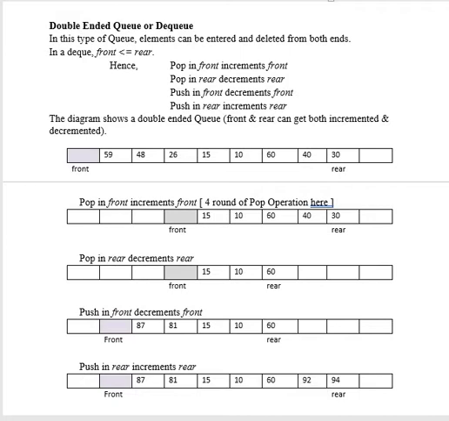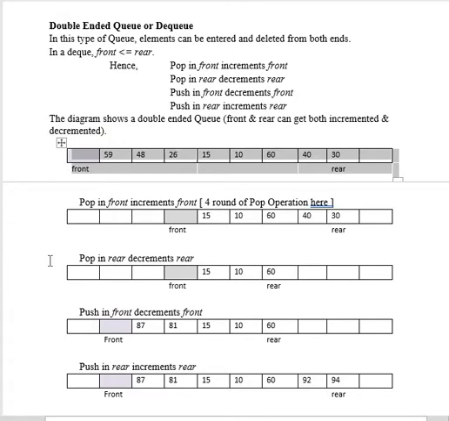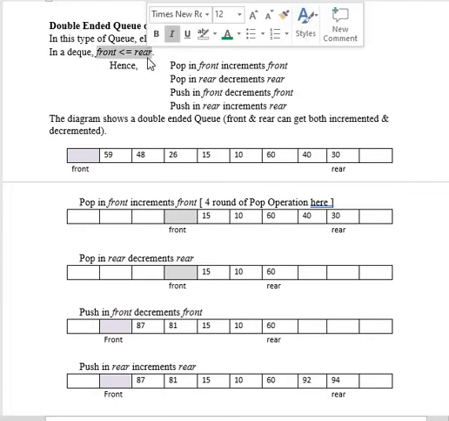That means they have made it more flexible this time. How much more flexible? You see, I take an array for example. Now this is a presentation of an example case. The diagram shows a double-ended queue, front and rear. Now in this case both can get incremented and decremented. But the criterion of front and rear is that front has to remain less than or equal to rear.